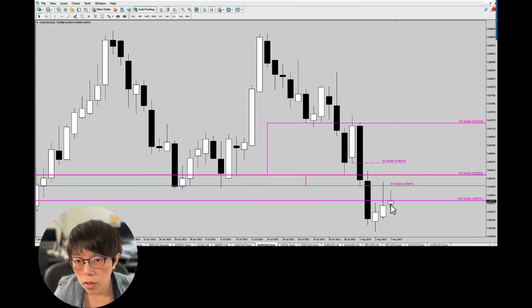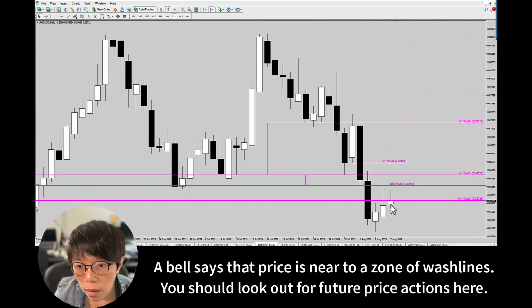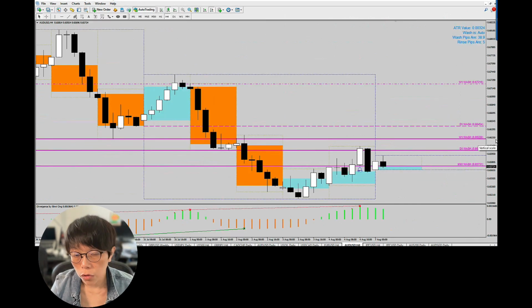Okay, so as I mentioned, it's very important to take note that whenever you see a bell, price is near zones of wash lines. That means it's not just one but two wash lines minimum. And you should be paying attention to the price behavior here, but it does not equate to a buy or sell signal. Then how to use it in a contrarian way.